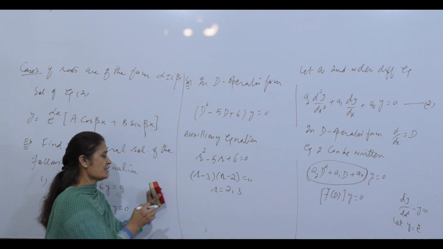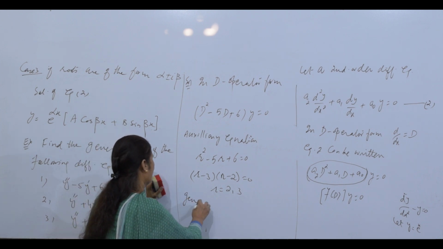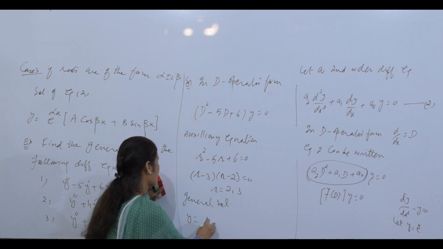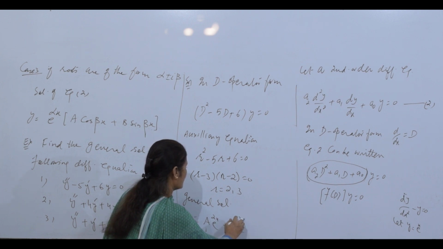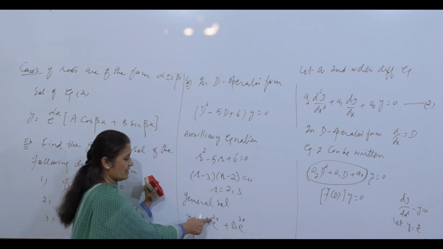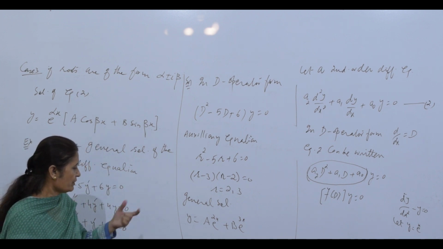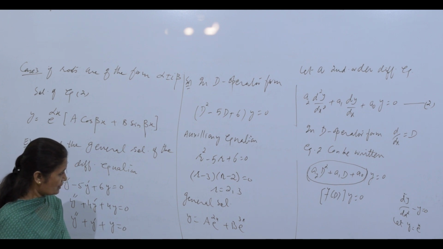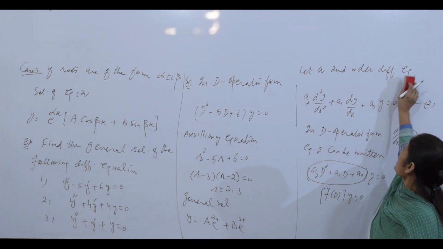Roots are real distinct. Then the general solution will be A e to the 2x plus B e to the 3x. It doesn't matter if you are having 3x here or 2x here because addition is commutative. So you can do anything here, 3x or 2x. So this is going to be the solution if the roots are real distinct. Let me have the second.